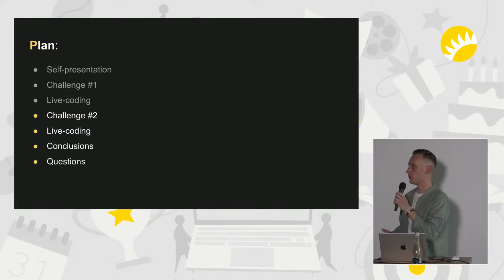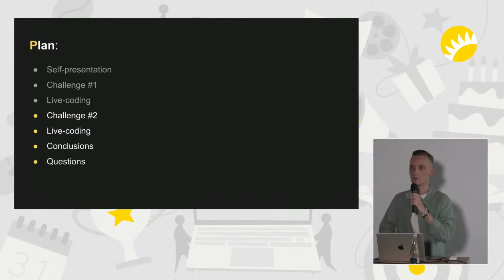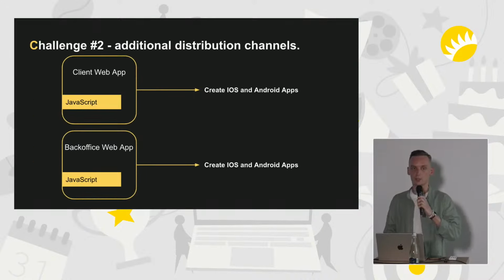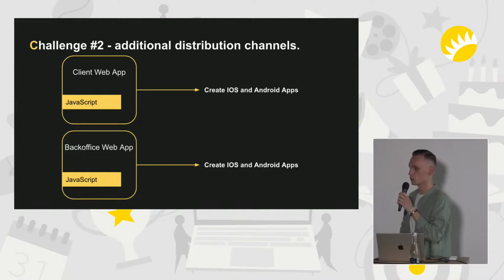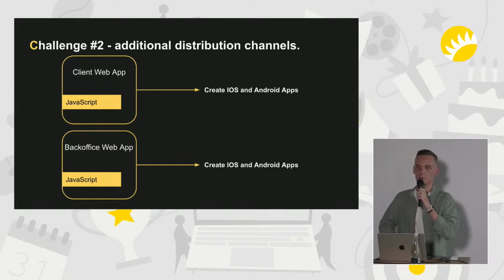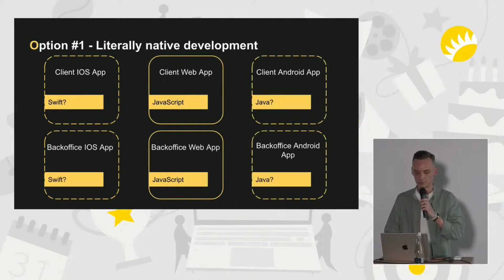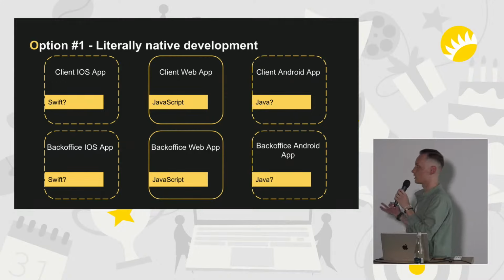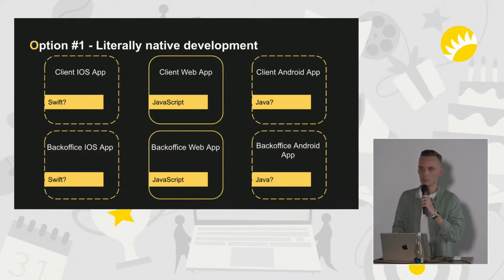At the moment we have 2 React applications. They will work well on the web, but our client decided to expand the applications' distribution to the native platforms. So it means we have to build 4 native applications somehow. Okay, it sounds interesting, and there are many ways to do so. The first option is to literally build 4 separate native applications.